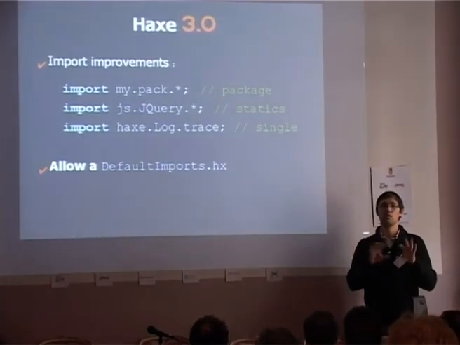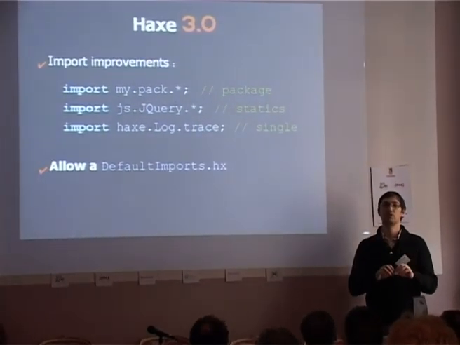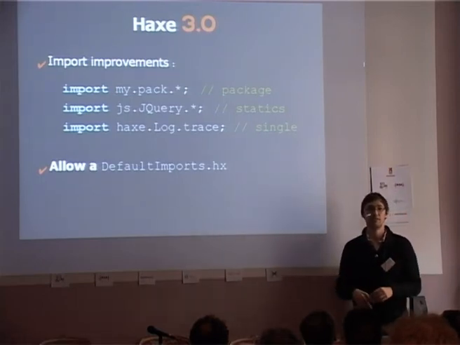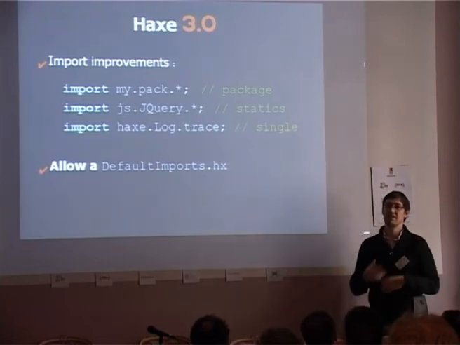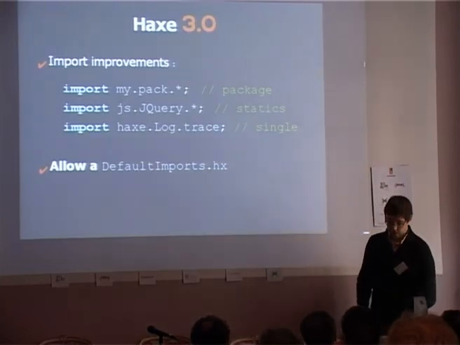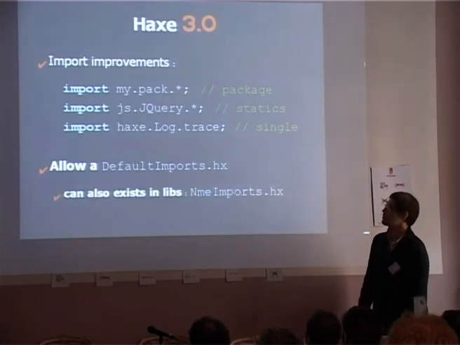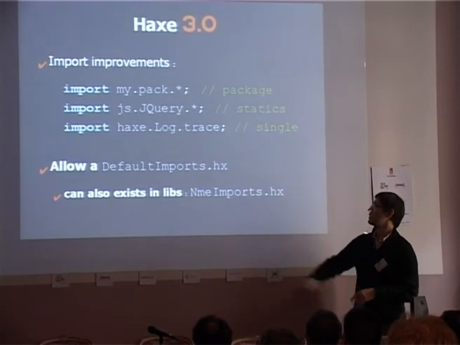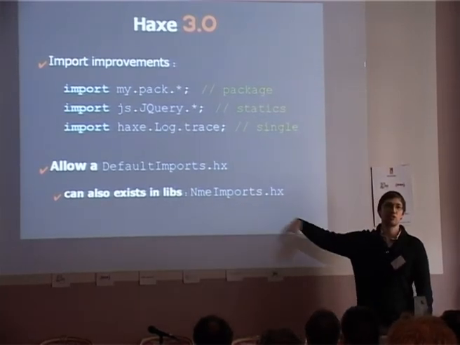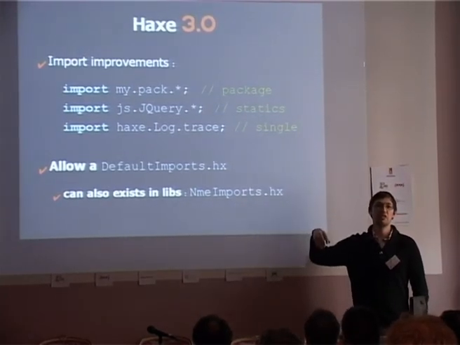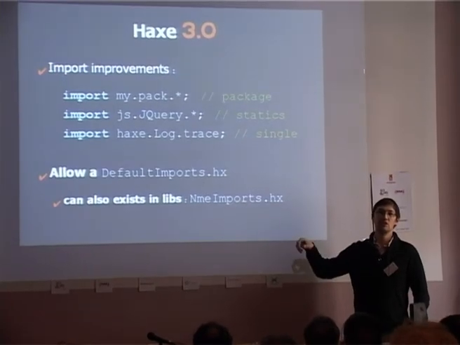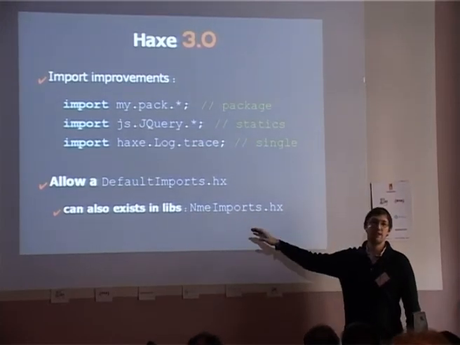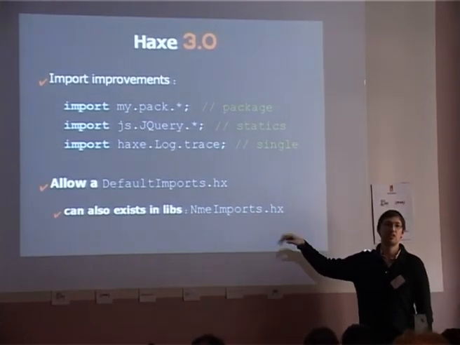This way you write all the default imports once in this file, and automatically they're available in all your files. That really helps to scale when you have a lot of libraries you want to use. And libraries will be able to use it too. For instance, Heaps will be able to define the heaps import.hx, which contains all the default imports when you are using Heaps. As soon as you include the library, you will be able to use in all your files all the imports that are already done for you.